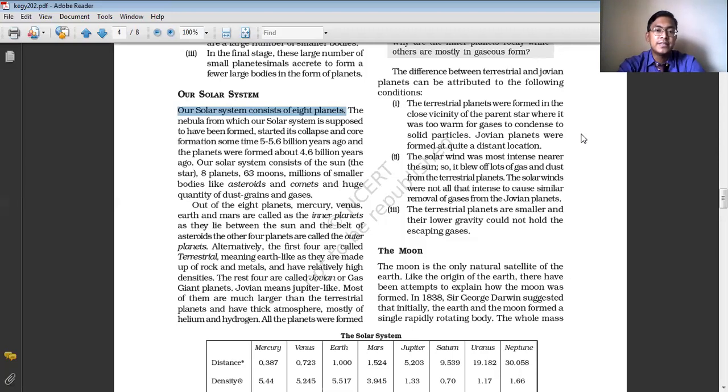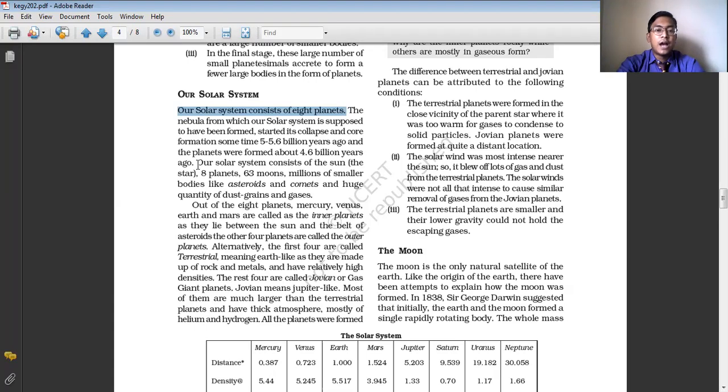So the nebula which led to the formation of our solar system started its formation 5 to 5.6 billion years ago, and the planets came into existence around 4.6 billion years ago. That means the planets of our solar system are around 4.6 billion years old. And the nebula has led to the formation of 8 planets and 63 moons.